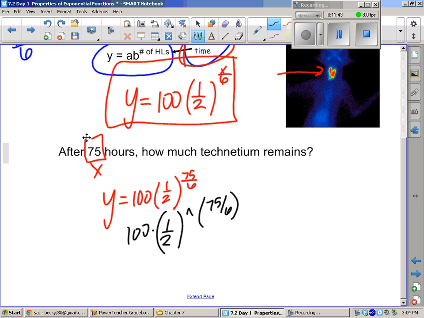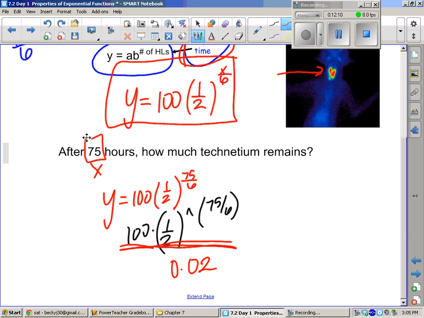That's 12 and a half. You can't multiply the 100 times a half to get 50, because that's not following the order of operations. You've got to do this part first. So 75 over 6 is 12 and a half. In my calculator, I typed in 1/2 to the 12 and a half power, and I get something super duper small. Then I'm going to do that times 100, and I still get something super duper small.